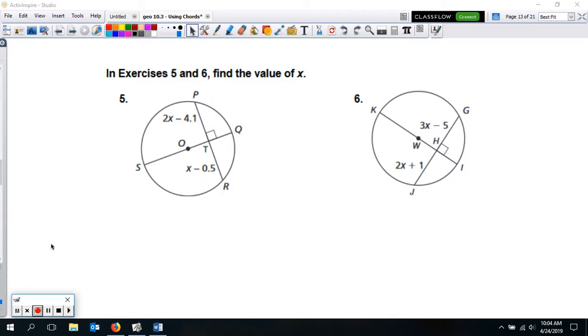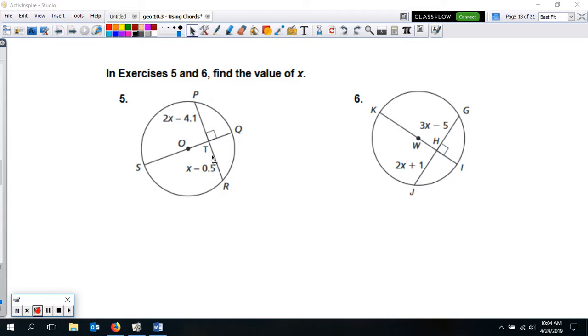Okay, for 5 and 6, it says find the value of x. Those are the theorems we were talking about with the diameter and a chord that's perpendicular. So that means that we have a bisector here. This chord is being bisected at this point at T. The arc is also being bisected at this point at Q. It gives us that this piece from TP is this expression, 2x minus 4.1, and over here TR is this expression, x minus 0.5.